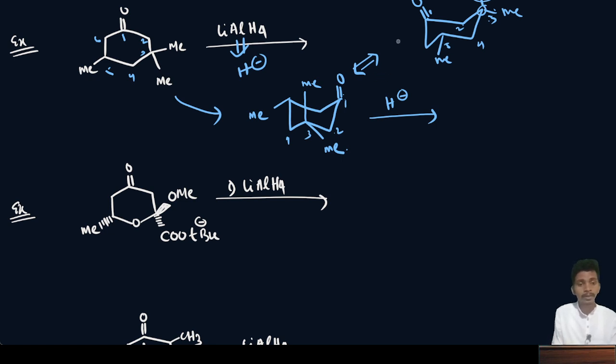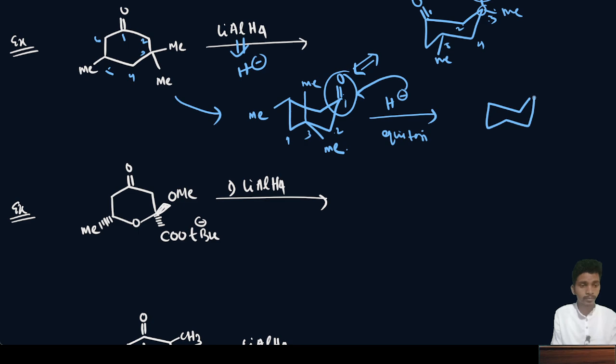So if at the third position 2 groups are present and both are bulky, in that case 1,3 diaxial interaction is always present. So in this case we can't do axial attack, we have to do equatorial attack only. So this will attack through the equatorial position. This will be the equatorial attack.